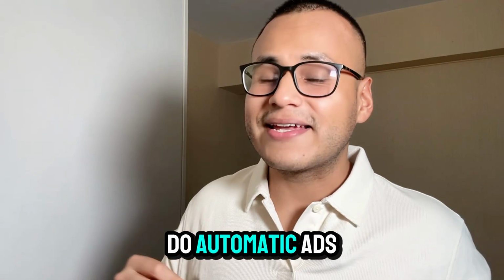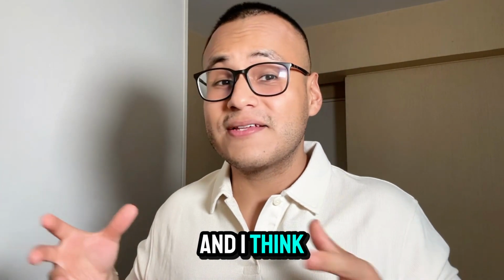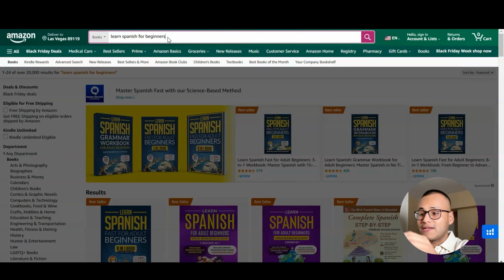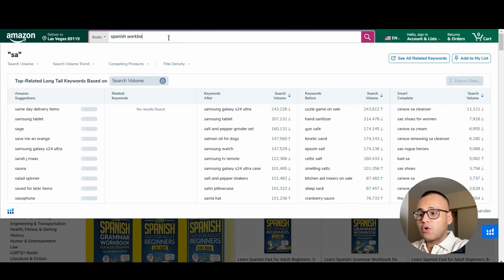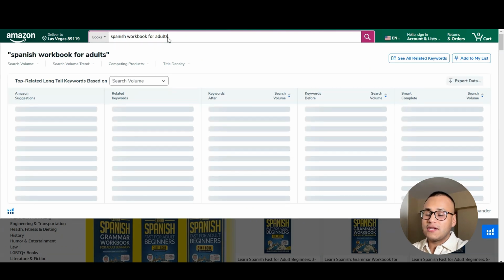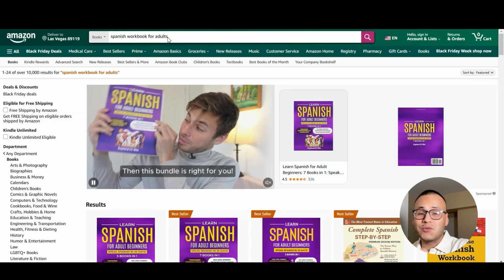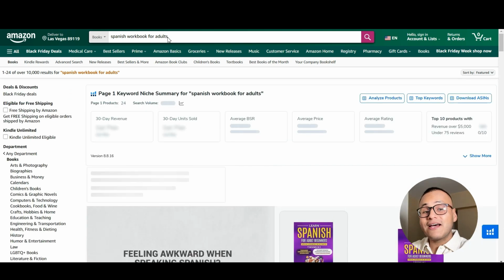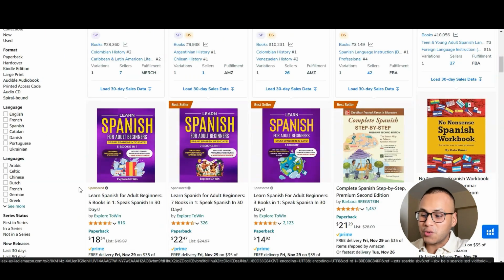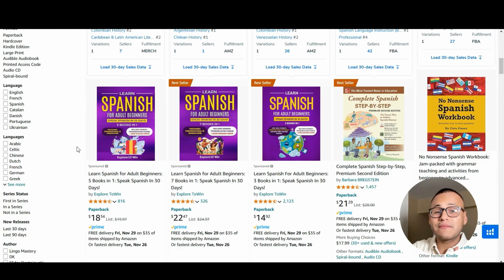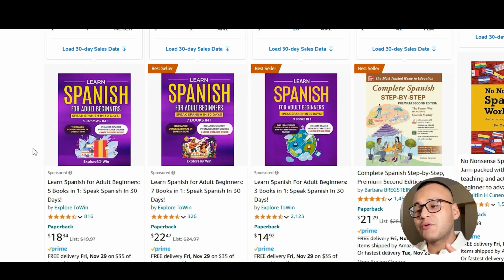So in order to achieve this, we're going to do some manual segmentation. You can also do automatic ads, but we can do them manually, and I think it's actually better. We're going to take keywords like this one, learn Spanish for beginners, but also Spanish workbook for adults. And we're going to start running ads to these keywords so that every time someone searches them, your book will appear as a sponsored result. Now, we can do some broad segmentation, exact and phrase segmentation. I will get into that later.